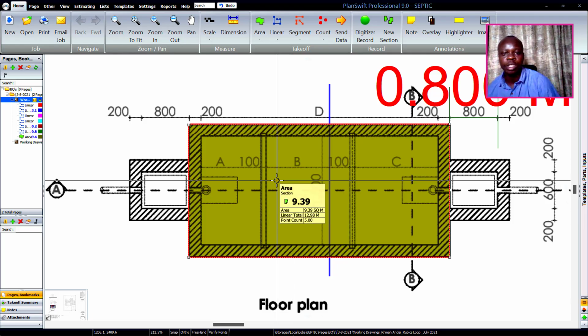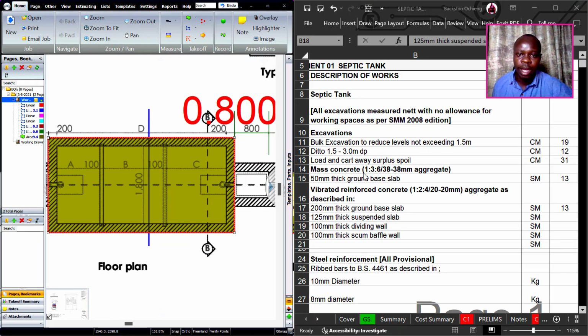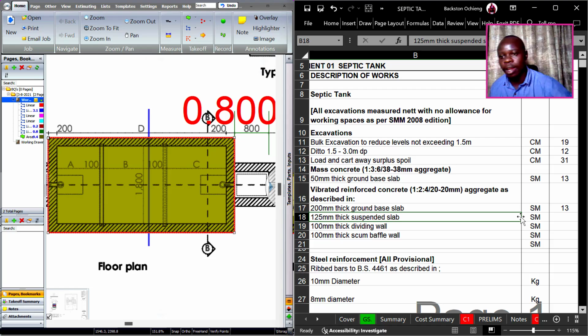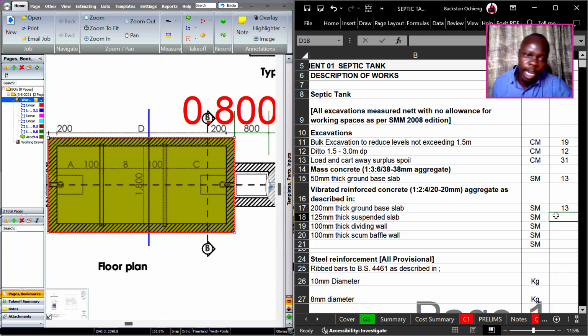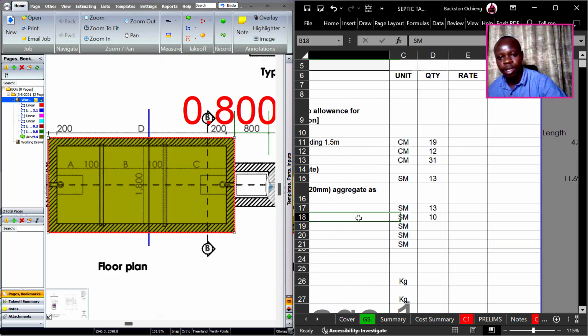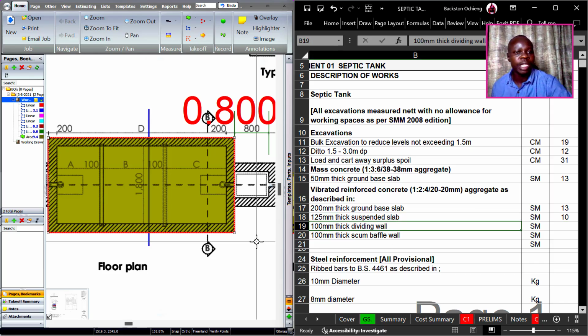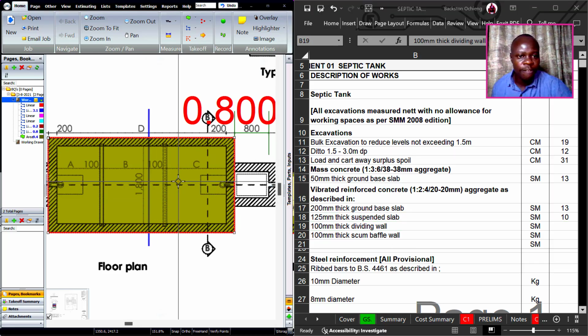That is 9.39 square meters. Once you have that, we round it to the nearest whole number. So 9.39 to the whole number is 10 square meters. So that becomes 10. Then the 100 millimeters thick scum baffle wall.